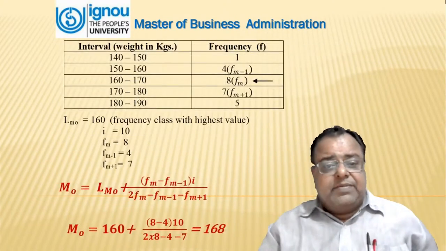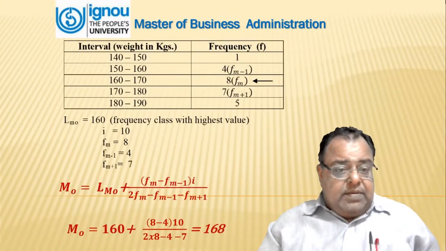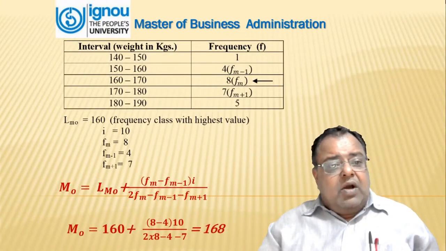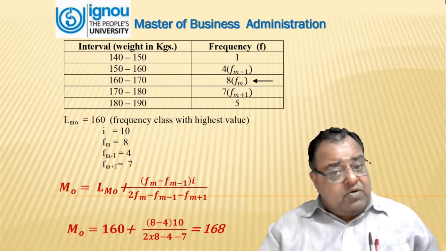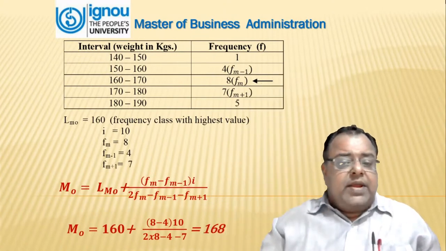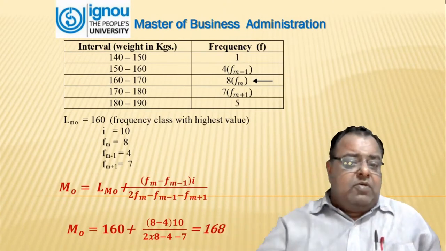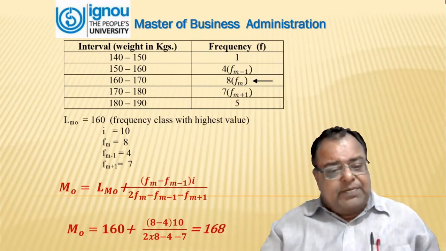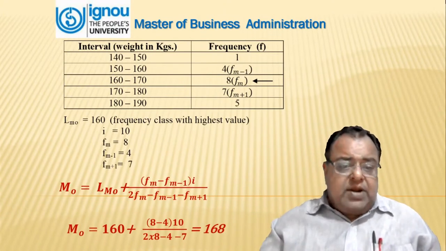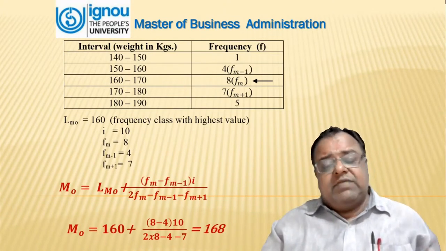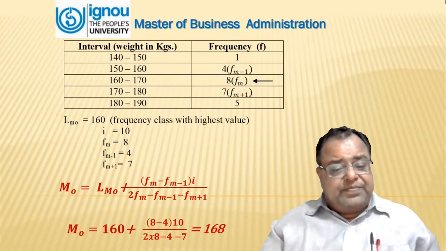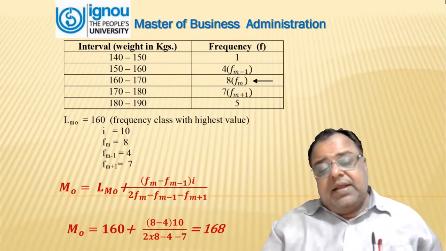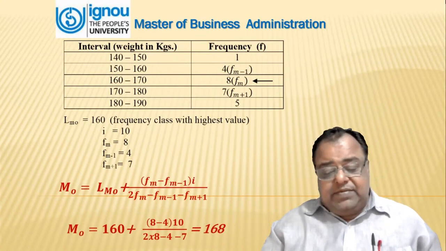First of all, we have to decide in which class interval we are getting the maximum frequency. From the particular problem, we can see that it is in the third row, that is 8. Above that will be f_m minus 1, and below it will be f_m plus 1. And the modal class, the class with the highest frequency, gives L_Mo as 160. Putting in all the values, we get the mode as 168.